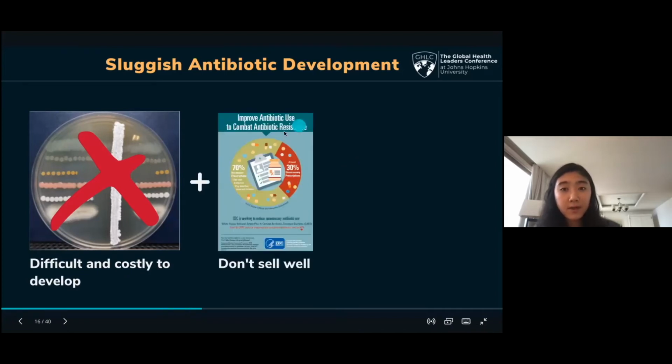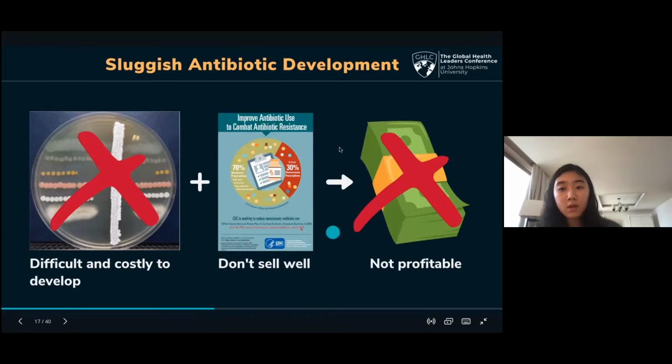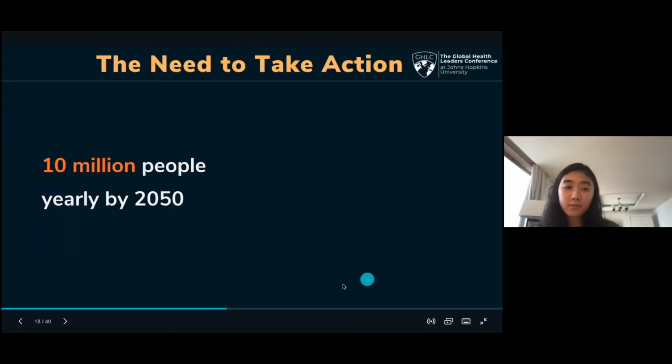Additionally, because of campaigns to improve antibiotic use, newly developed antibiotics are saved for desperate situations, and even then only minimally used, so they don't sell well. Because of these factors, developing antibiotics is not profitable, which is why many pharmaceutical companies have been unwilling to develop new antibiotics. However, not developing new antibiotics is not an option.